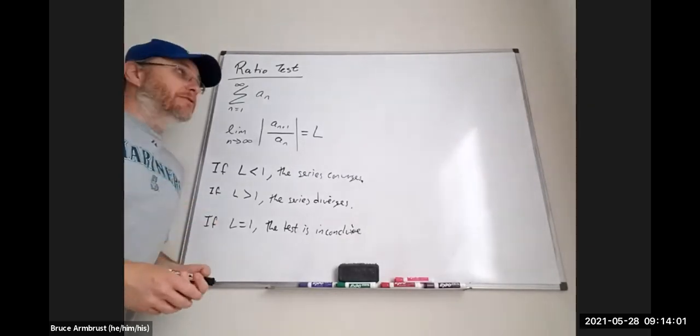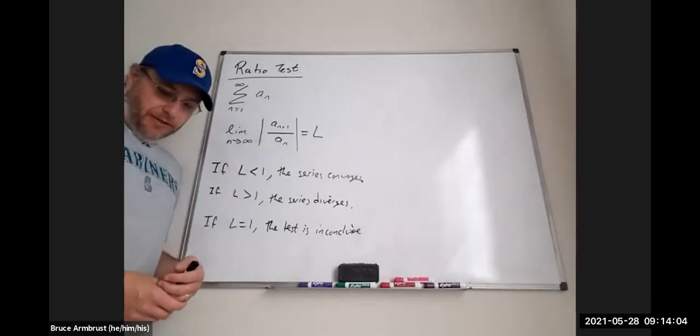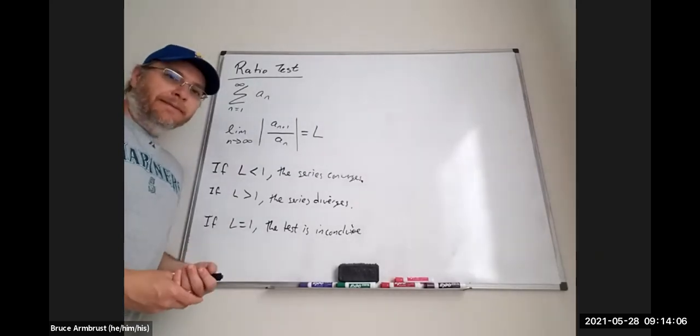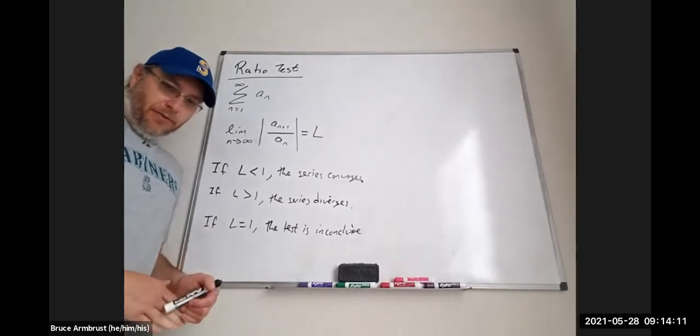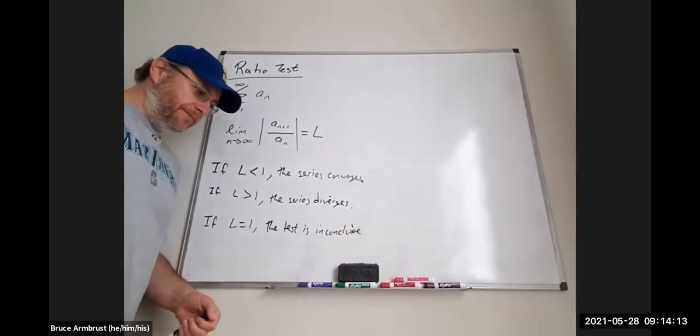So what I want to do is actually just start with an example. I want to show you an example of using the ratio test, and then we'll prove it. Then we'll actually see why it must be. And then we'll do a couple more examples just so you can see and play around.